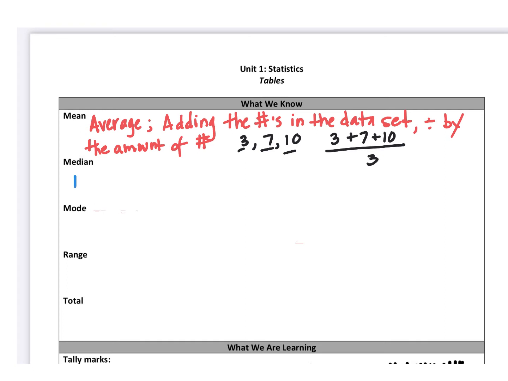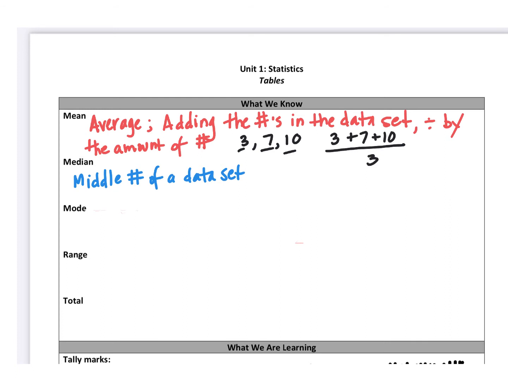Okay. Let's talk about median. Median, as you should already know, is the middle number. I'm not spending too much time on these because we've already covered these for a good couple, 2-3 weeks. In fact, we've done it several times, so this is just a review. Middle number of a data set.